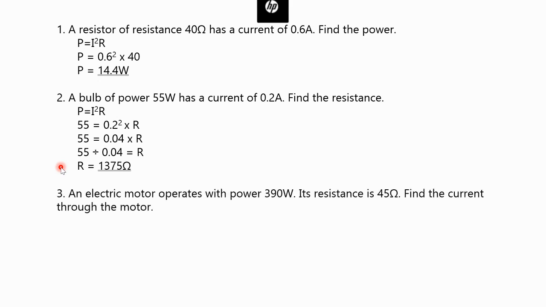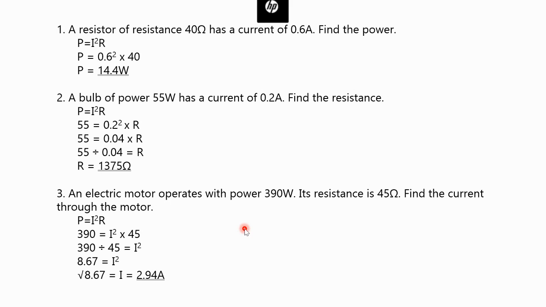And finally, this question, an electric motor operates with power 390 watts, its resistance is 45 ohms. Find the current through the motor. So this time it's asking for current, it's given us power, it's given us resistance. So again, we want P as I squared R. We plug in the numbers that we do know. We're trying to work out the current this time. So firstly, we can divide. Remember that when we divide, we're getting current squared. So how do you undo a squared? Well, you obviously need to do a square root. Square root of 8.67 gives us our answer.